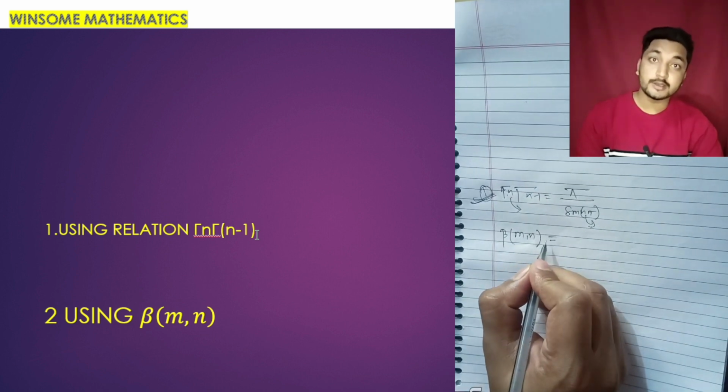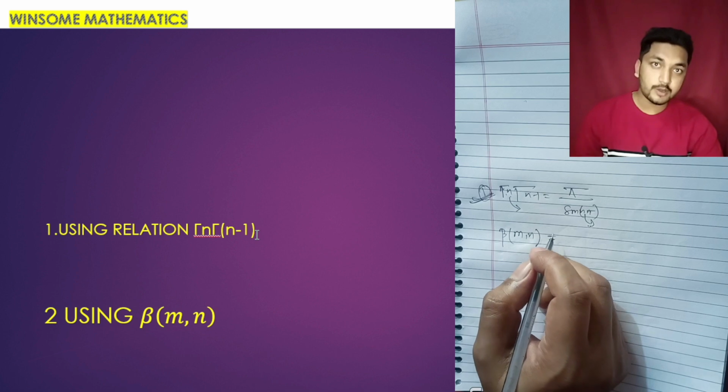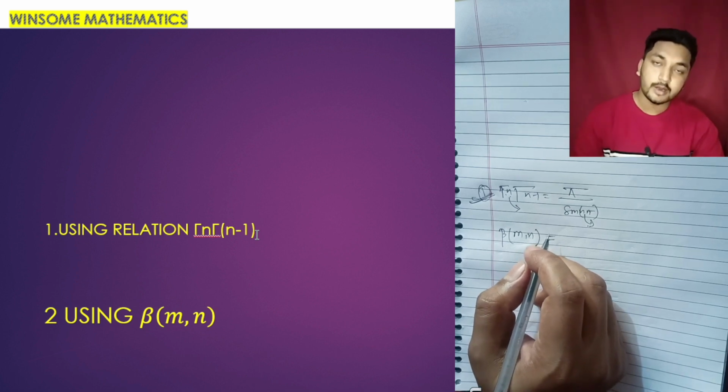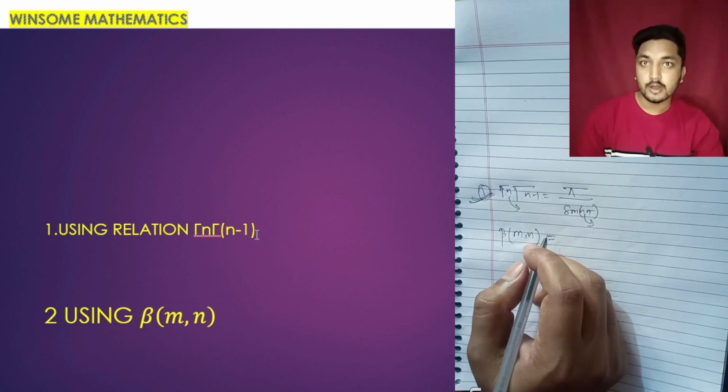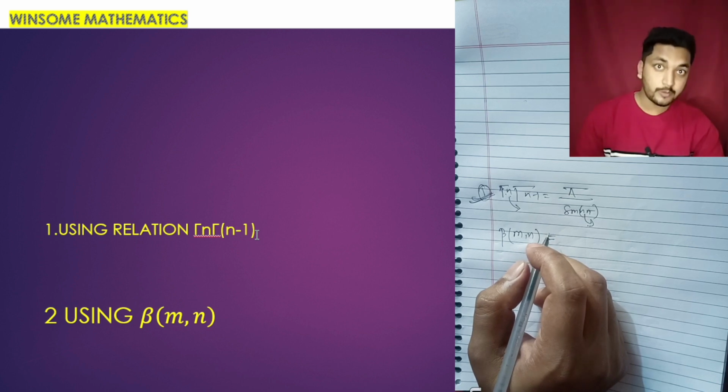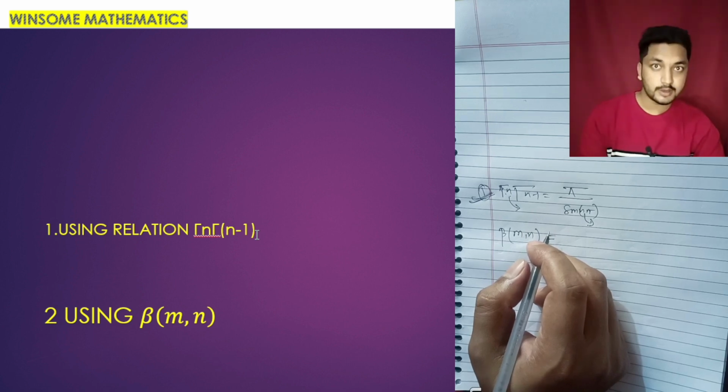Beta m n. Now let's think for a while about which definition of beta m n we are going to implement for proving this relation. So you have to think before I come to that point. First of all, I will cover the first relation, so let's think till I arrive at the second topic.